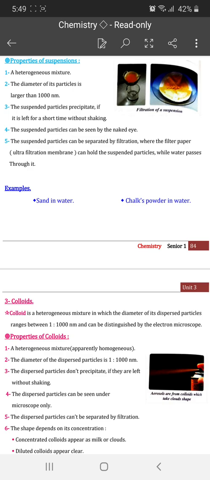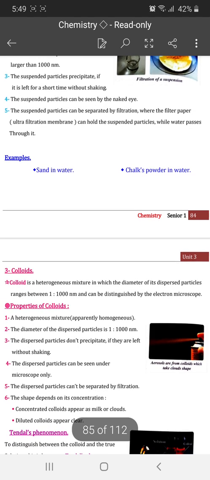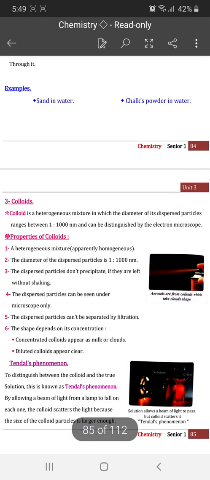The suspended particles precipitate if left for a short time without shaking. The suspended particles can be seen by the naked eye, and can be separated by filtration, where the filter paper or ultrafiltration membrane can hold the suspended particles while water passes through it. For example, sand in water and chalk powder in water.